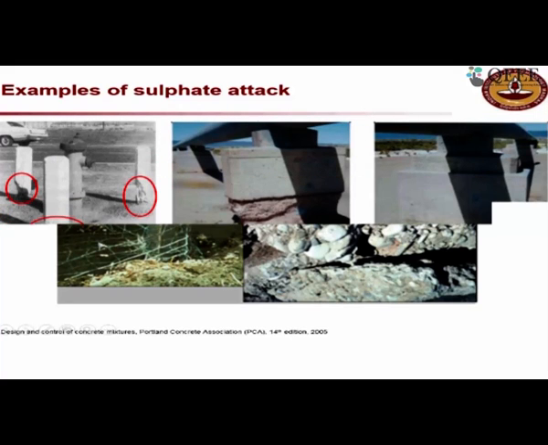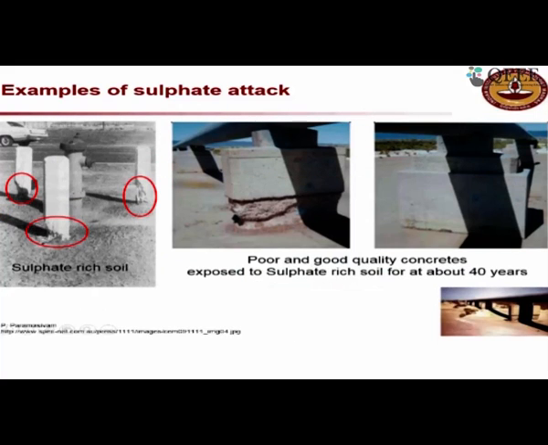So this is another example where again there is a lot of deterioration near the soil, or where the concrete is exposed to the soil. Here is another example. This is actually about a 40-year-old structure, which you can see in the long view here. This is a pipeline carrying, and these elements are supporting the pipelines. And this soil over here was very rich in sulfate.